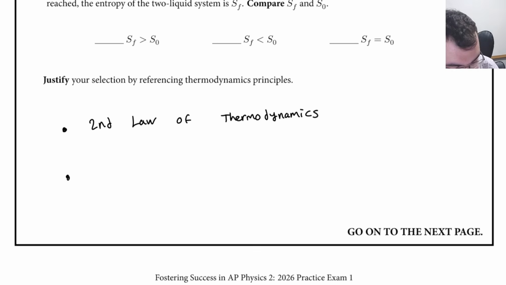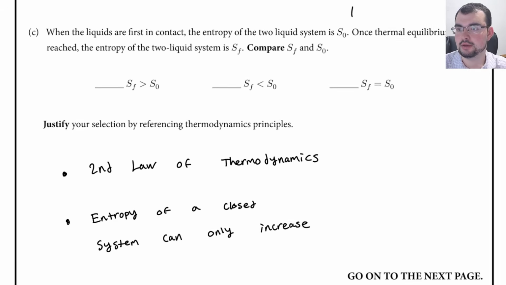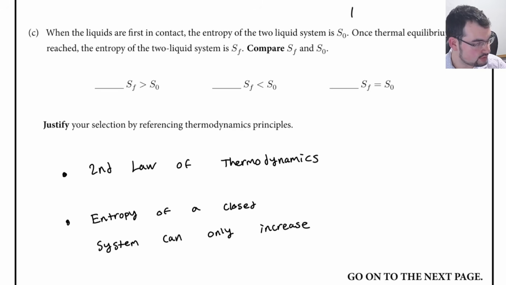which says entropy of a closed system can only increase. So anything like that. You had to state this. To get C2, you had to state anything that was about entropy or the second law of thermodynamics, anything that's equivalent to this. And then as a result, we know that the final entropy must be larger.